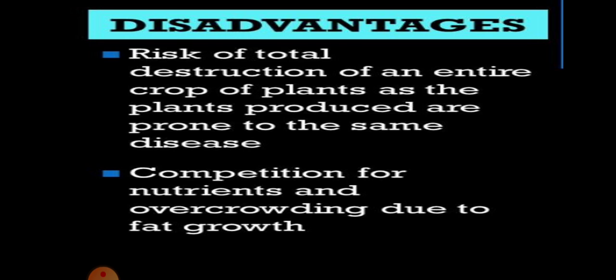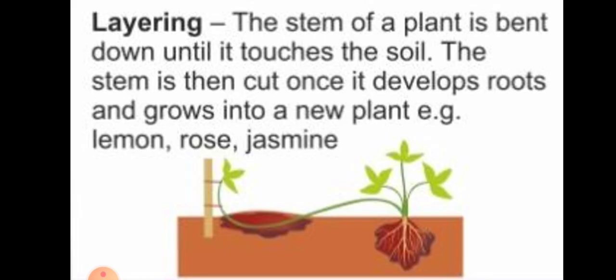So what are the disadvantages of natural vegetative propagation? The plant varieties obtained by this technique lose their vigor and become prone to diseases. Risk of total destruction of an entire crop of plants, as the plants produced are identical to the parent and prone to the same disease. Competition for nutrients and overcrowding due to what? Fast growth. So we saw how natural vegetative propagation takes place, and its advantages and disadvantages.